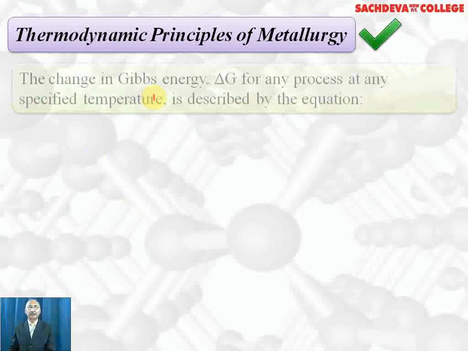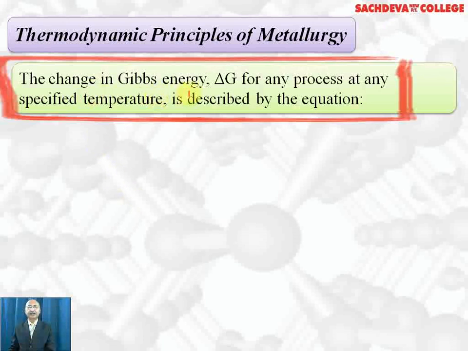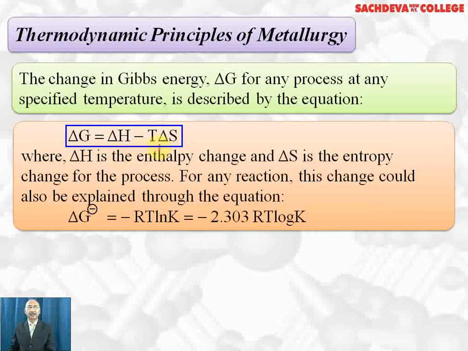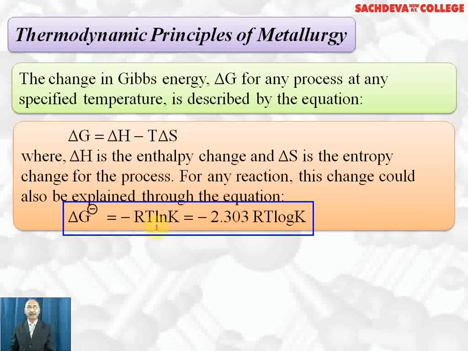Let's take up thermodynamic principles of metallurgy. The change in Gibbs energy, delta G, for any process at a specified temperature is described by the equation delta G is equal to delta H minus T delta S, which you must have studied in class 11th. This is called the Gibbs-Helmholtz equation. Delta H is enthalpy change, delta S is entropy change, and delta G is free energy change. For any reaction to take place, delta G must be negative, then only the reaction will be spontaneous. Delta G is also related to the equilibrium constant. Delta G standard is equal to minus RT ln K. Ln is log to the base e.